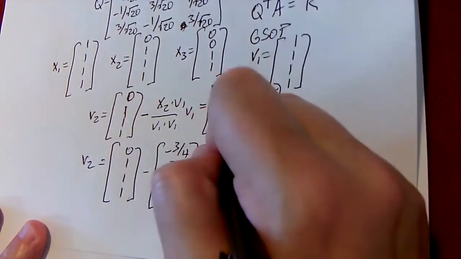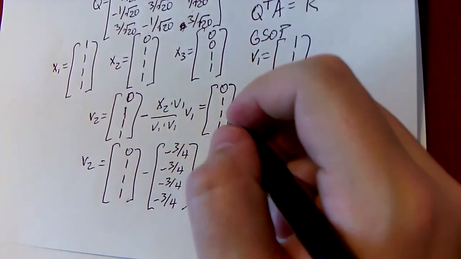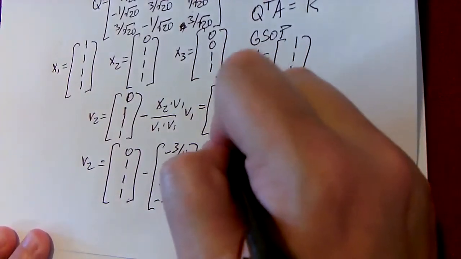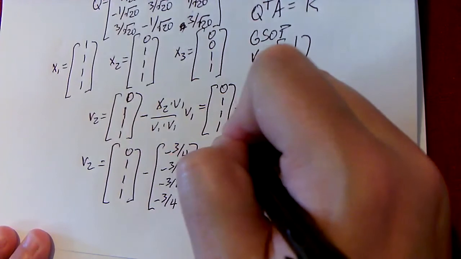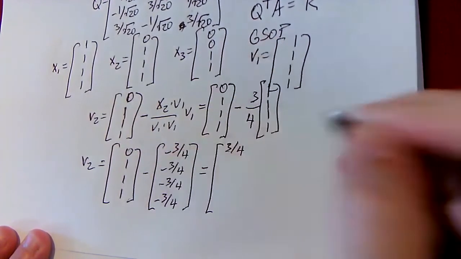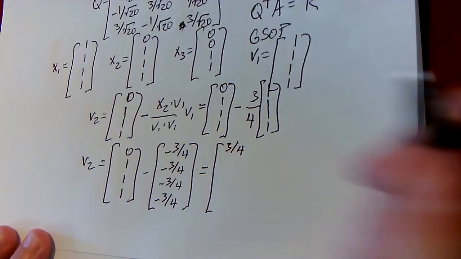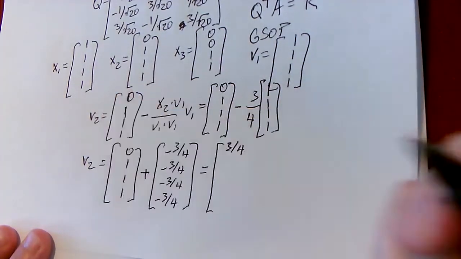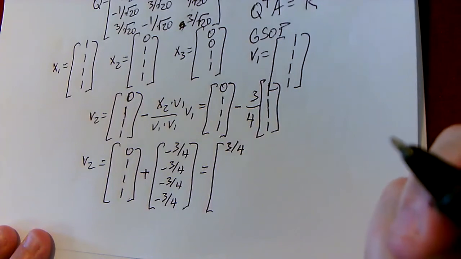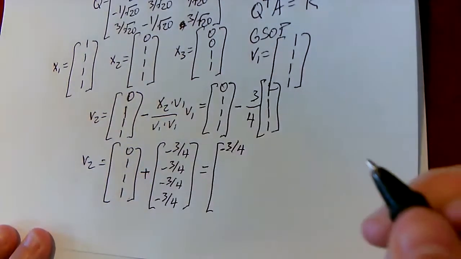Okay, so 0 minus 3/4 is a 0 minus a negative 3/4 gets me a positive 3/4. Sorry, I brought that negative sign inside. Let me try that again. There we go. So I brought that negative sign inside. It's going to be negative 3/4.